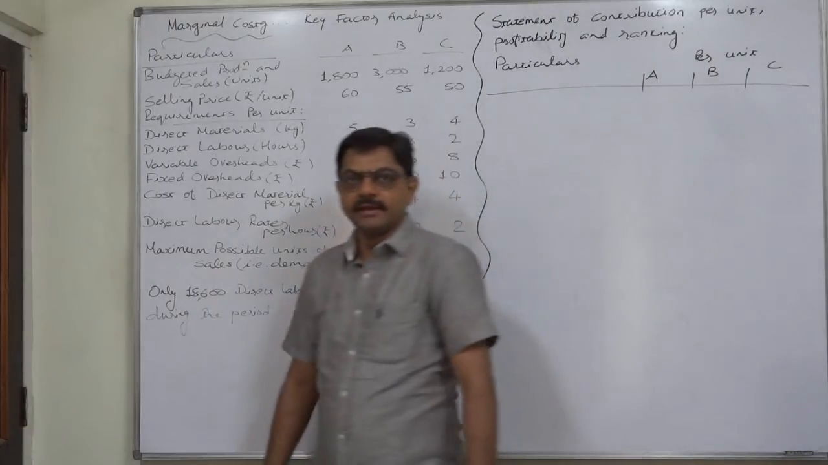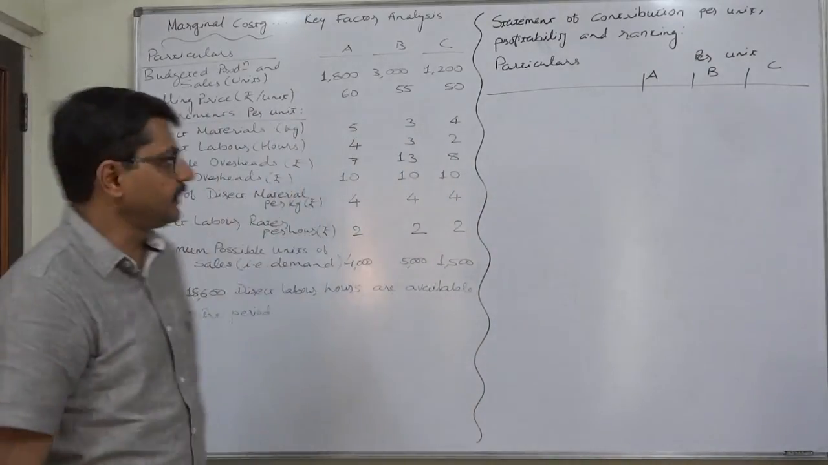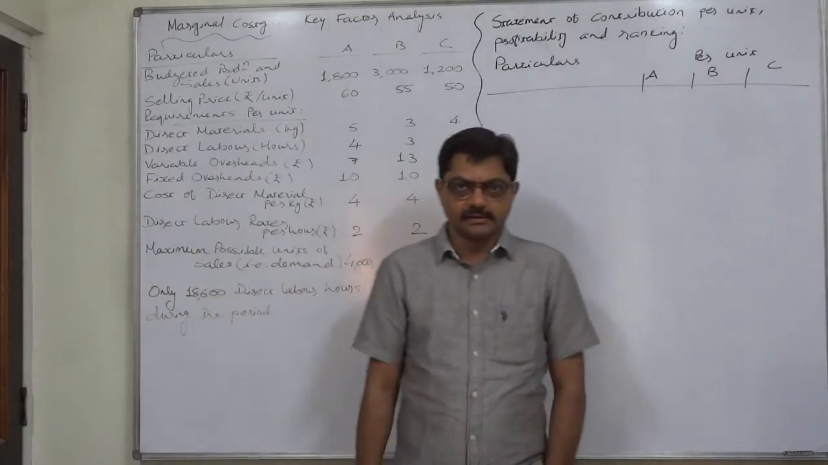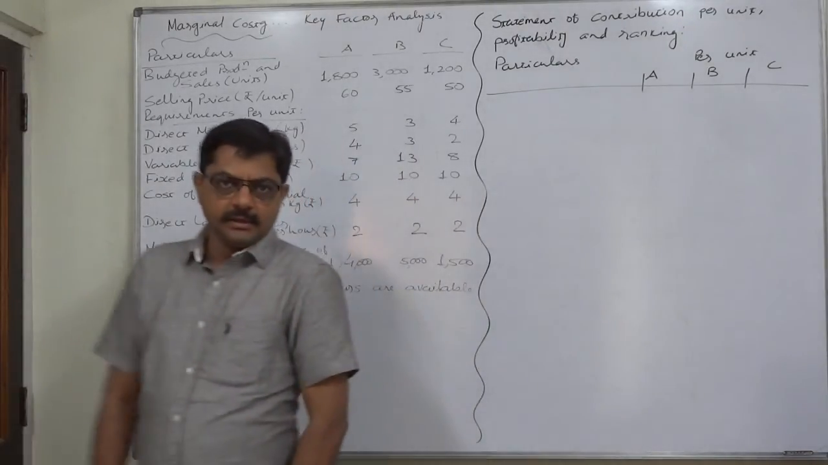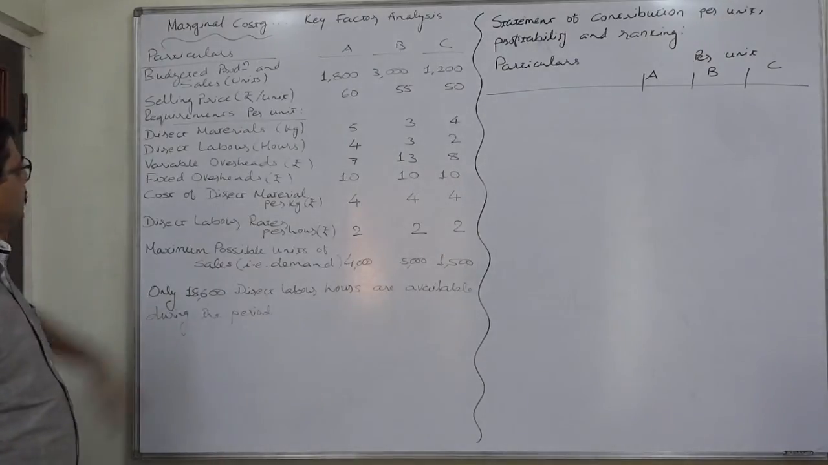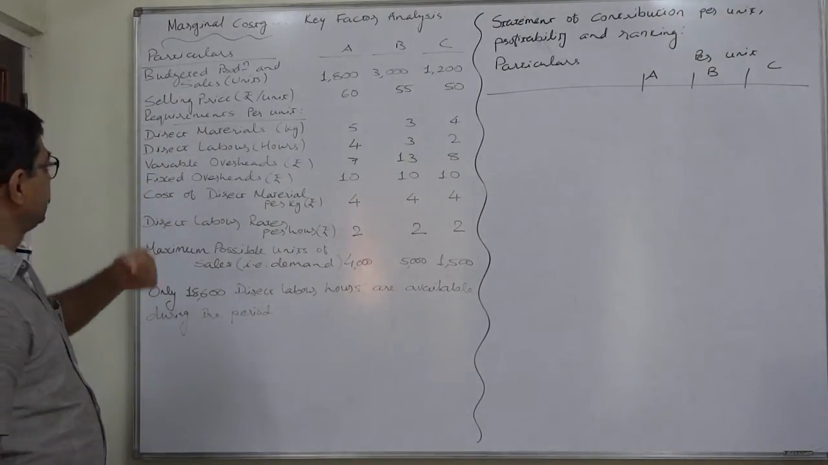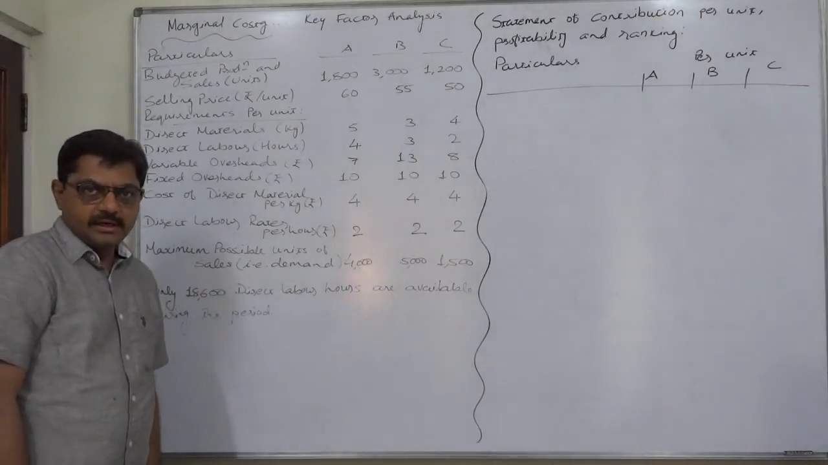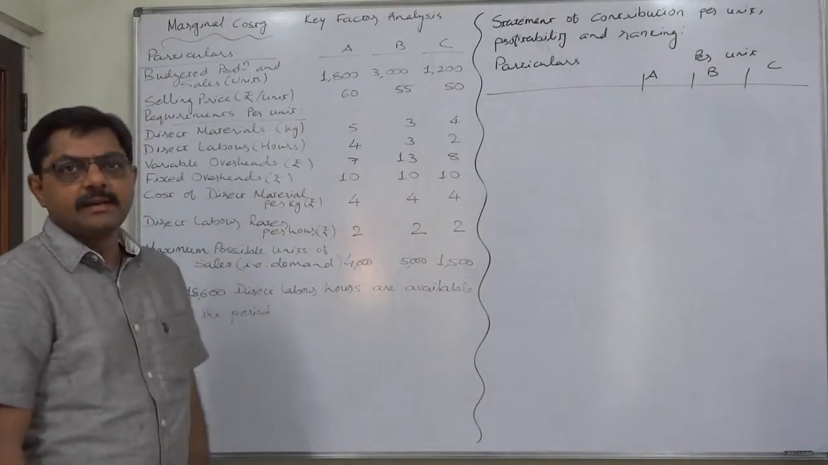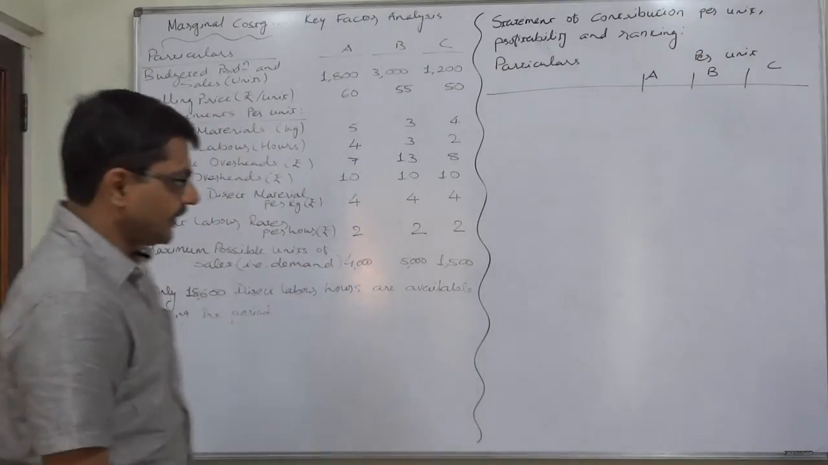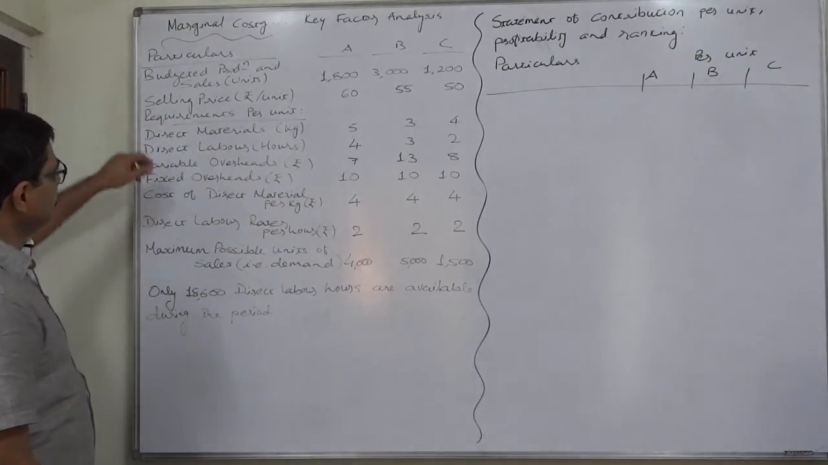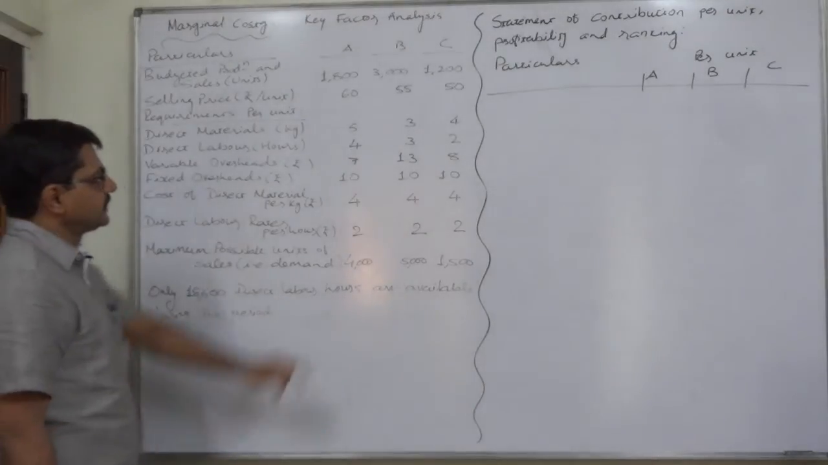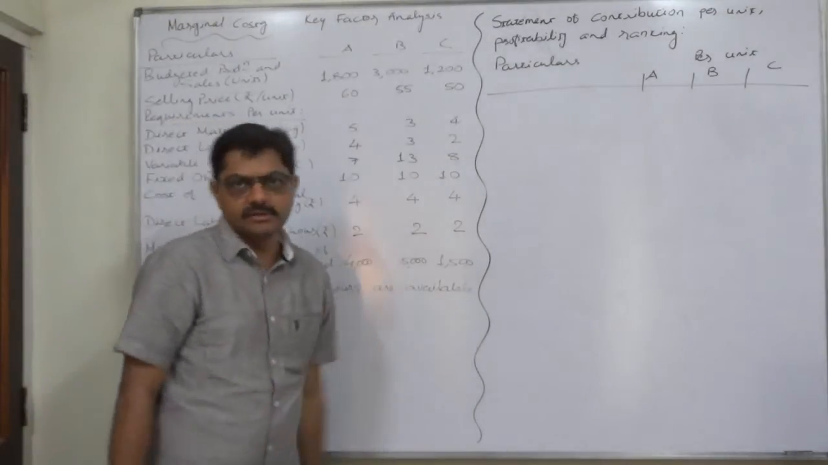Again, a new case in the chapter marginal costing and the same point, key factor analysis. This time the data available is that there are three products A, B and C manufactured by using the same raw material and applying the same labor force and the production capacity installed in the factory. The information given is budgeted production and sales in units: 1800, 3000, 1200.